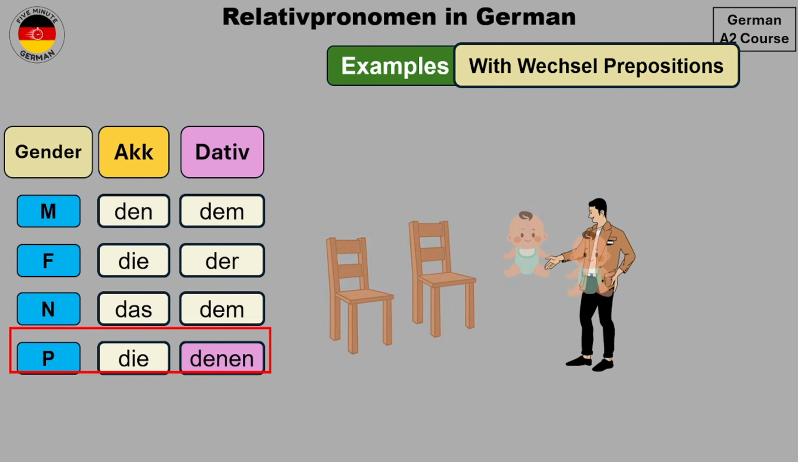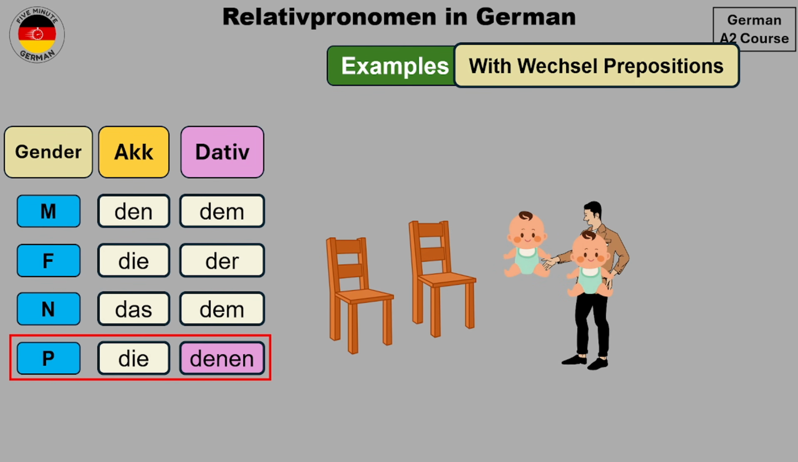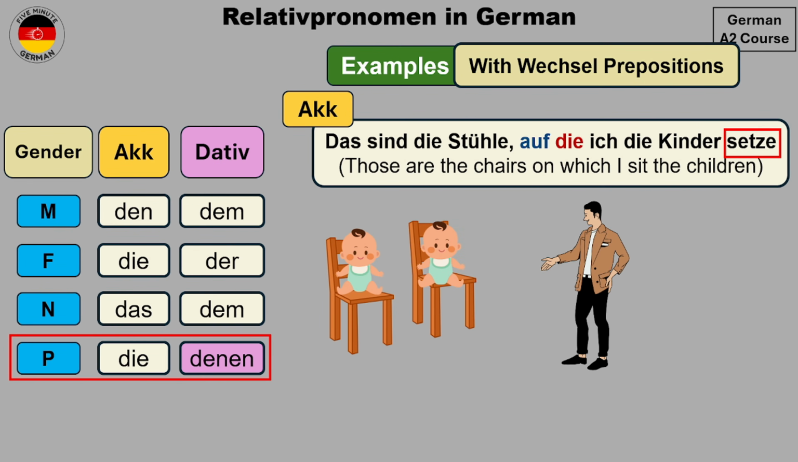Let's take an example with the plural case. So suppose we have these two chairs and this person places the children on the two chairs. This can be described in Akkusativ by saying, Das sind die Stühle, auf die ich die Kinder setze.